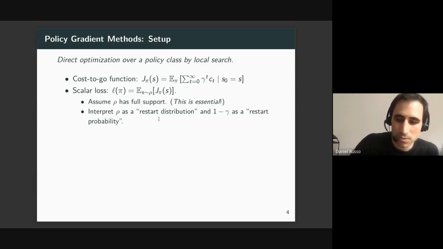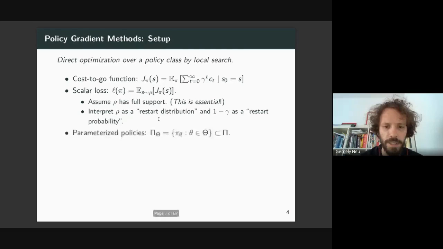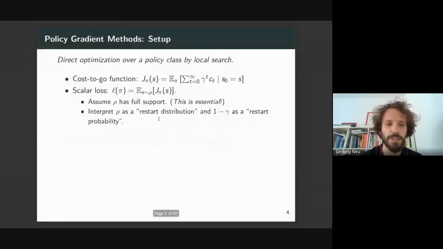Okay, so this is just a classic dynamic programming thing. You can interpret discounted problems as a version of episodic problems. So Dan, there was already a question regarding this full support. So like what happens if you don't have full support?